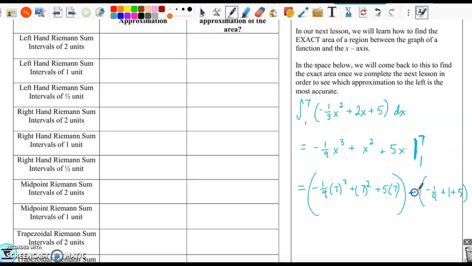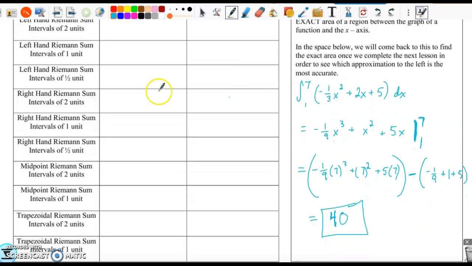And then you subtract those two values, and you can use a calculator. I would not expect you to know 7 cubed. But based off of looking at the answer key already, the exact area under the curve is 40, which is really, really neat stuff when you actually see the proof on why that's the case.